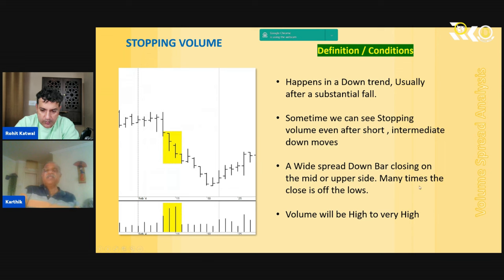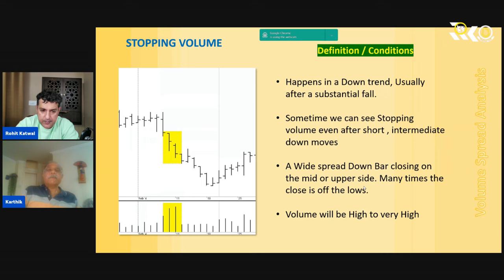Some variations you can find closing on the low, but the volume will always be high to very high. It is never ultra high volume. So volume is what differentiates between this selling climax and the stopping volume.